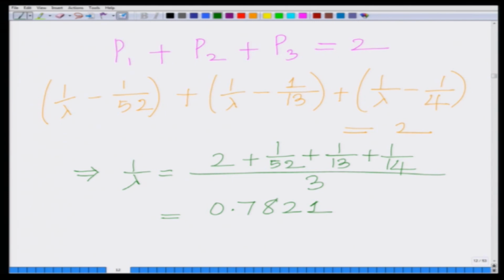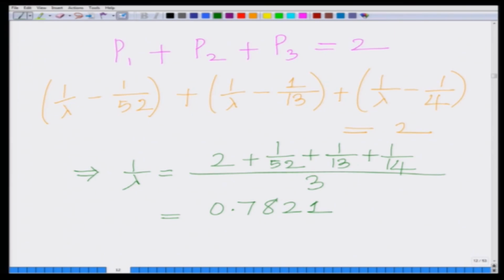equals 0.7821. So, what am I doing? I am finding each of the powers for optimal power allocation. The sum of the powers must be equal to the total transmit power, that is 3 dB or 2. From this equation, what am I finding? I am finding this quantity 1 over lambda, where lambda is the Lagrange multiplier of the optimization problem, remember that. So, I have found 1 over lambda, and 1 over lambda is 0.7821. I do not need to find lambda, because really all I need is 1 over lambda to find each of the powers.